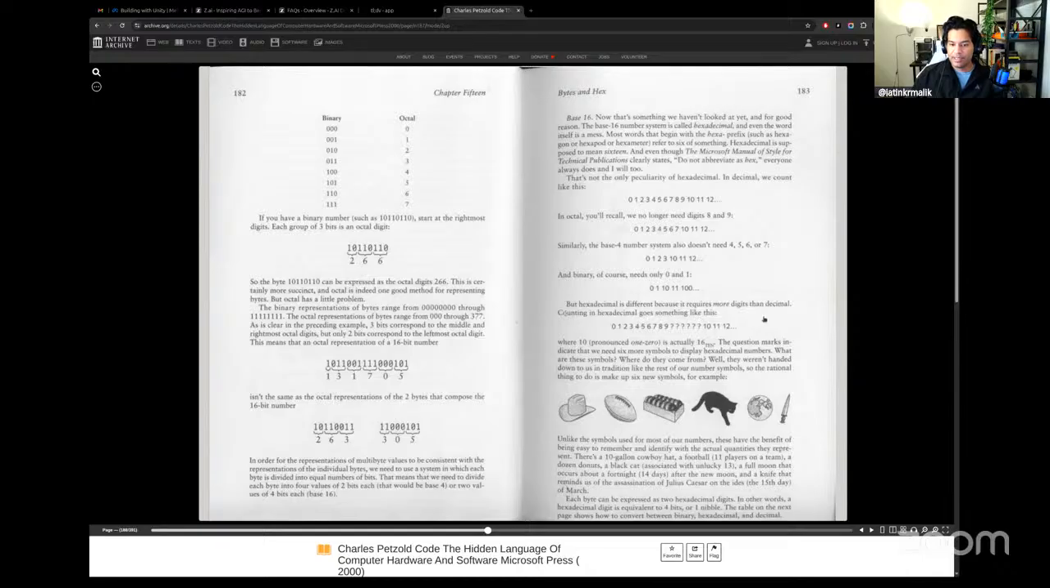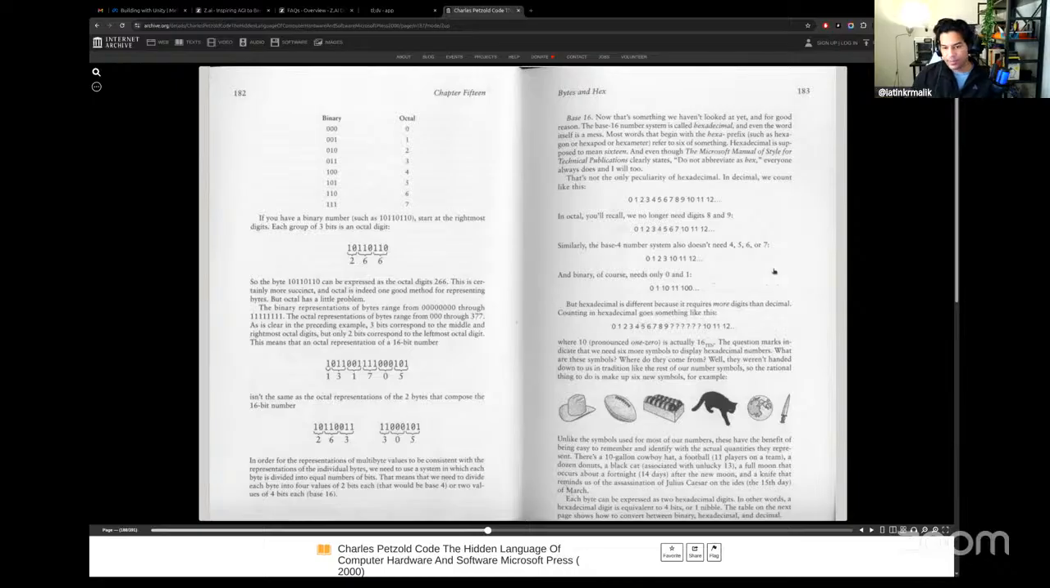But hexadecimal is different because it requires more digits than decimal. Counting in hexadecimal goes something like 0, 1, 2, 3, 4, 5, 6, 7, 8, 9, and then, I think most of you know, A, B, C, D, E, F. And then it goes back to 10, 11, 12. It's a little disorienting to think about. So 10 is actually 16 in our decimal, because hexadecimal goes up to 15 and 10 is the 16th number.